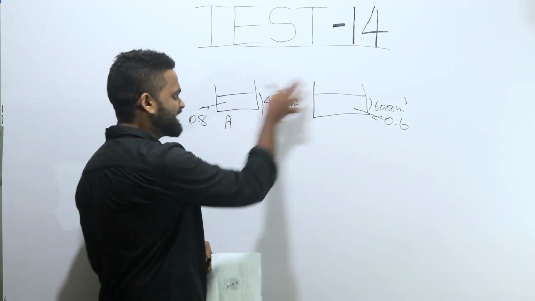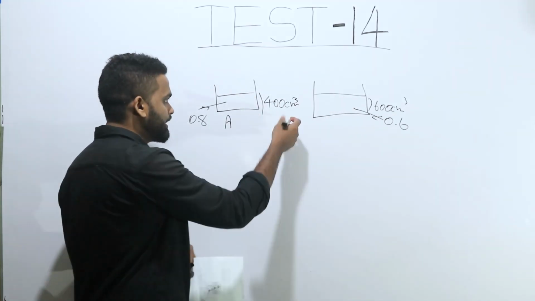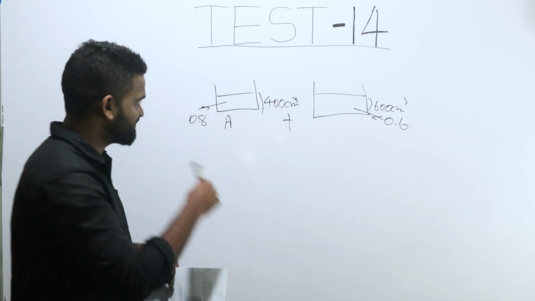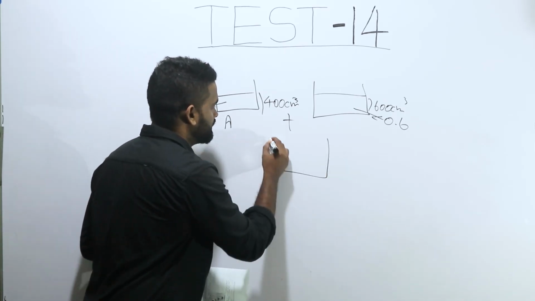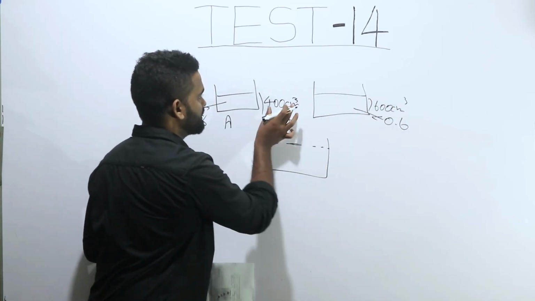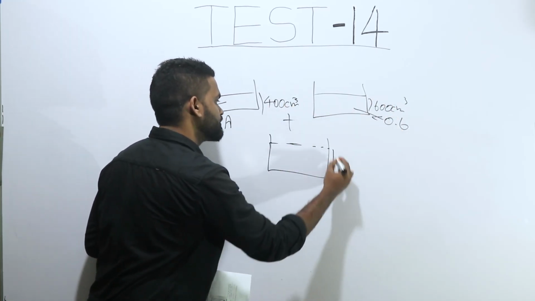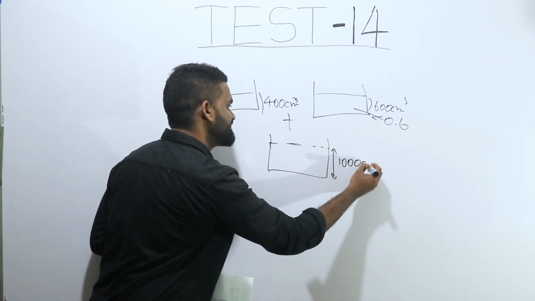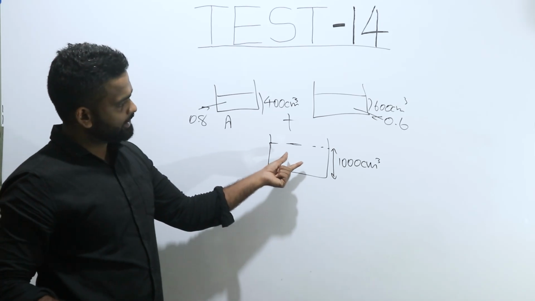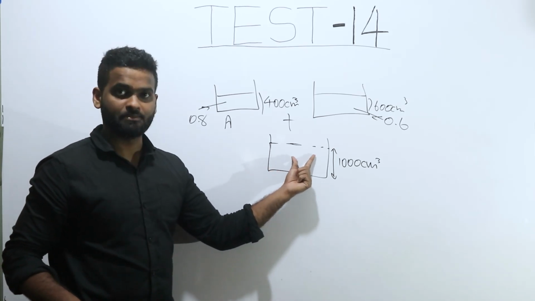So if this creates a homogeneous mixture, when we mix these two, the volumes just add up. So 600 plus 400, that becomes 1000 cubic centimeters. And what they ask is the relative density of this liquid, the mixture.